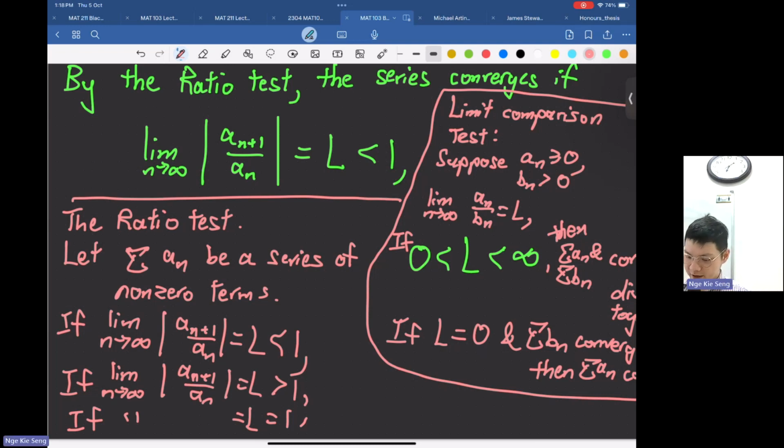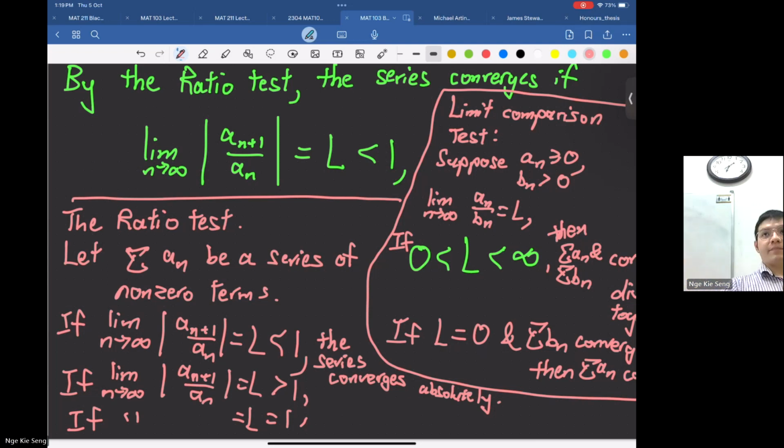In the first case, we have the series converges. Not only converges, but converges absolutely. So what does it mean to converge absolutely? Absolute means you take the absolute value of your An, make everything positive, add again. If that converges and the original series also converges, both of them converge.